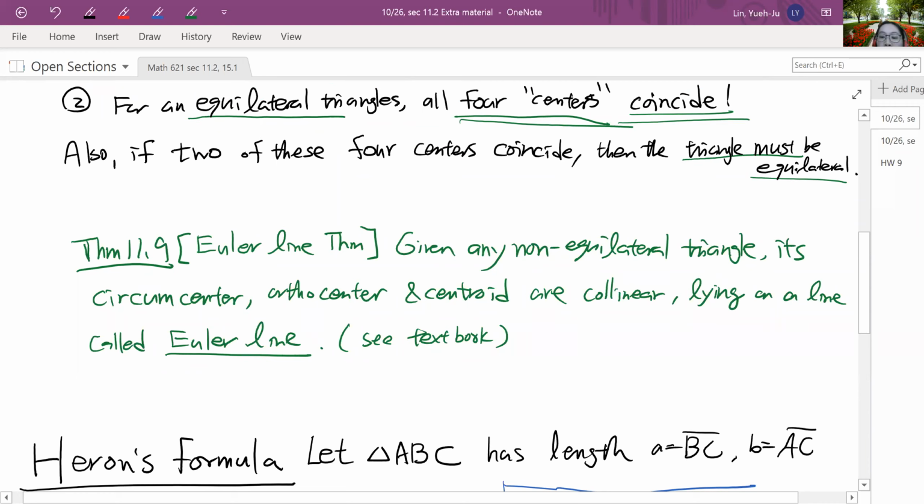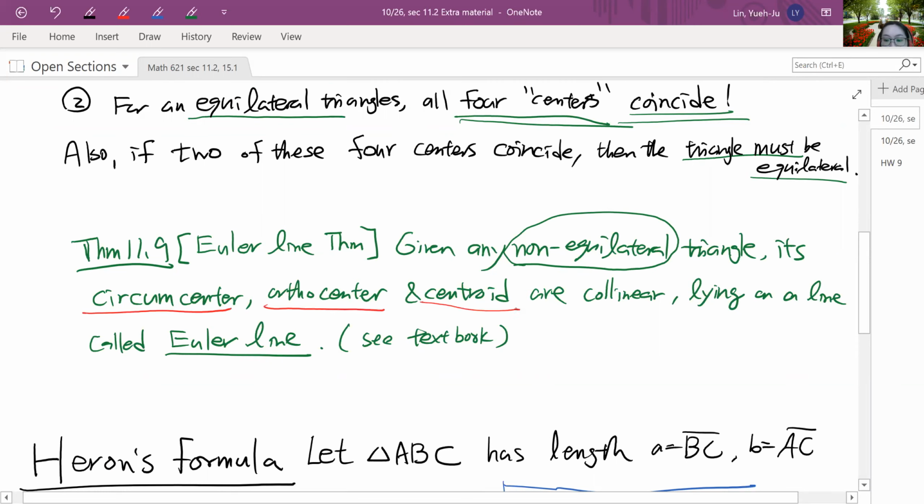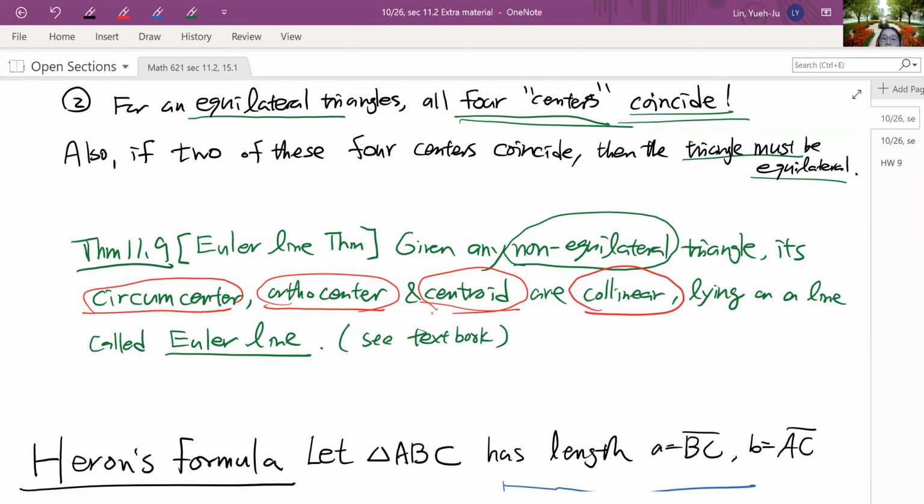It says if you have a non-equilateral triangle, okay, because if it's equilateral, then all the points are going to be the same point, then it's not interesting anymore. But if it's a non-equilateral triangle, then it tells you the circumcenter, orthocenter and centroid are going to be collinear, meaning they're going to lie on the same line. Actually, this is also not so obvious, but you can try to draw your own picture, right? But of course, you want to make sure that it's these 3 centers, the circumcenter, centroid, and orthocenter. And the common line they lie on is what we call the Euler line.